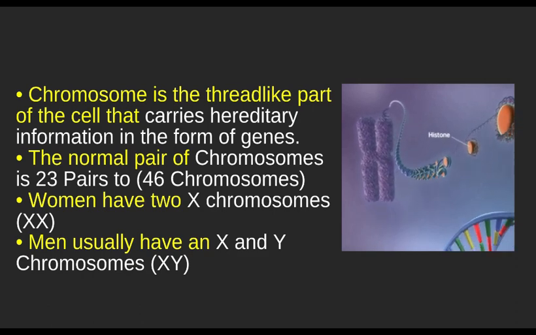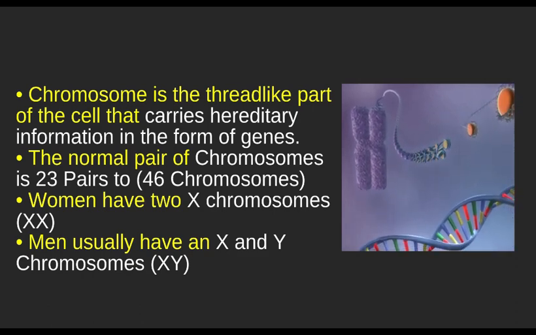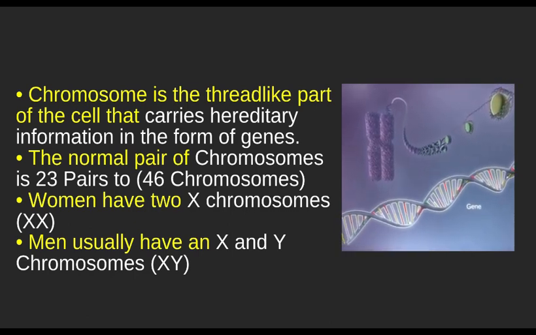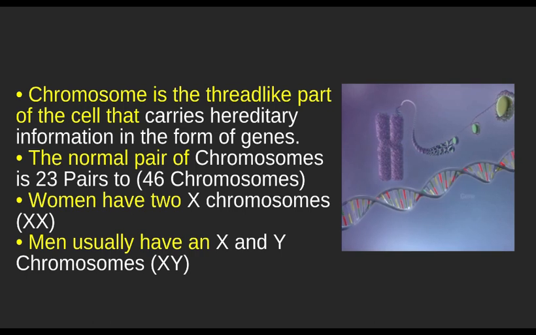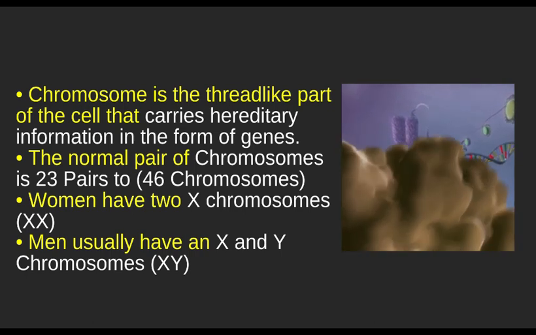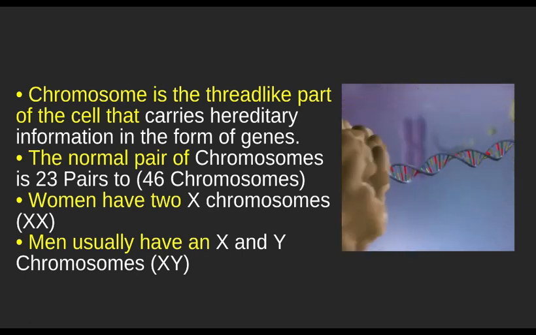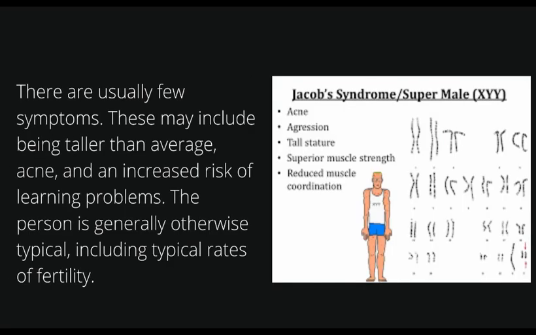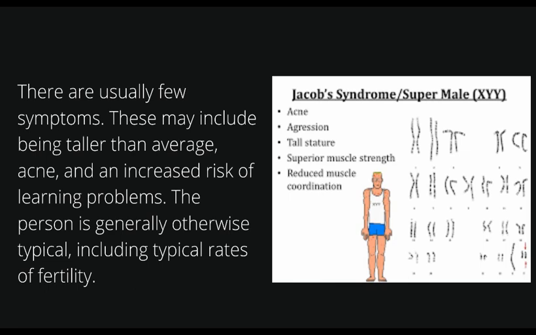A chromosome is the thread-like part of the cell that carries hereditary information in the form of genes. The normal count is 23 pairs, or 46 chromosomes. Women have 2 X chromosomes, XX. Men usually have an X and a Y chromosome, XY. XYY syndrome is a genetic condition in which a male has an extra Y chromosome.